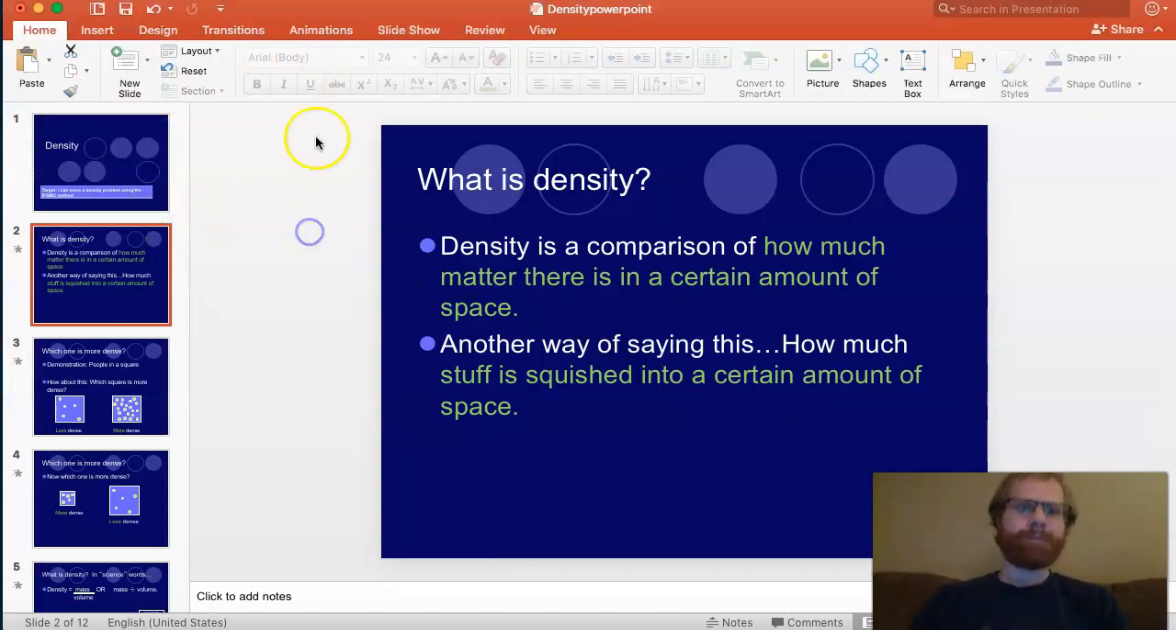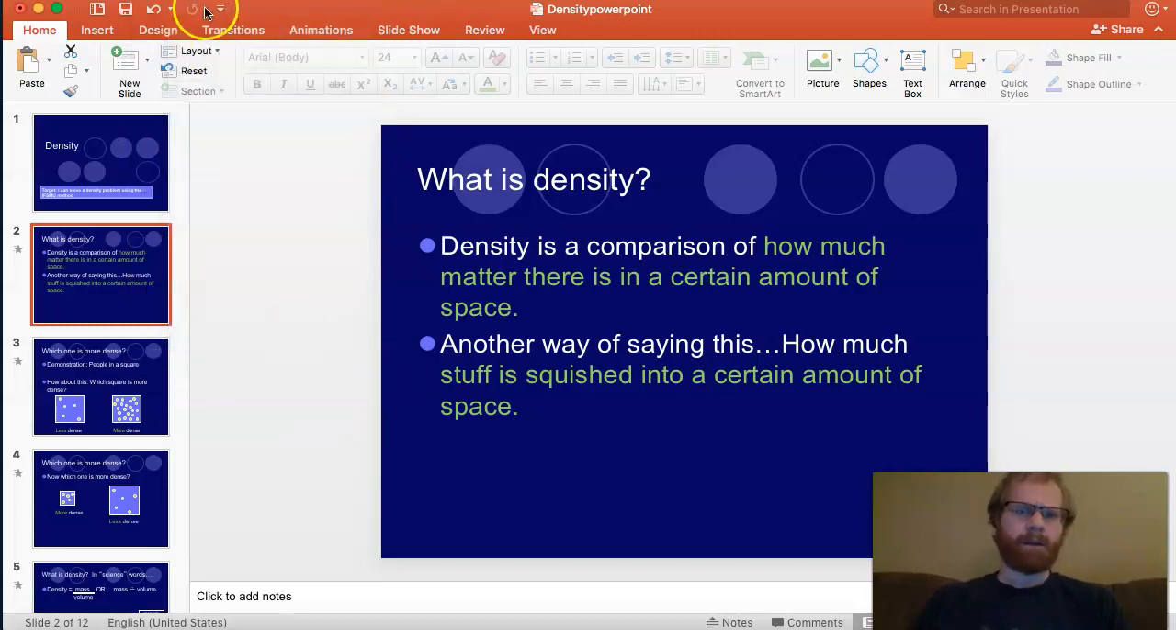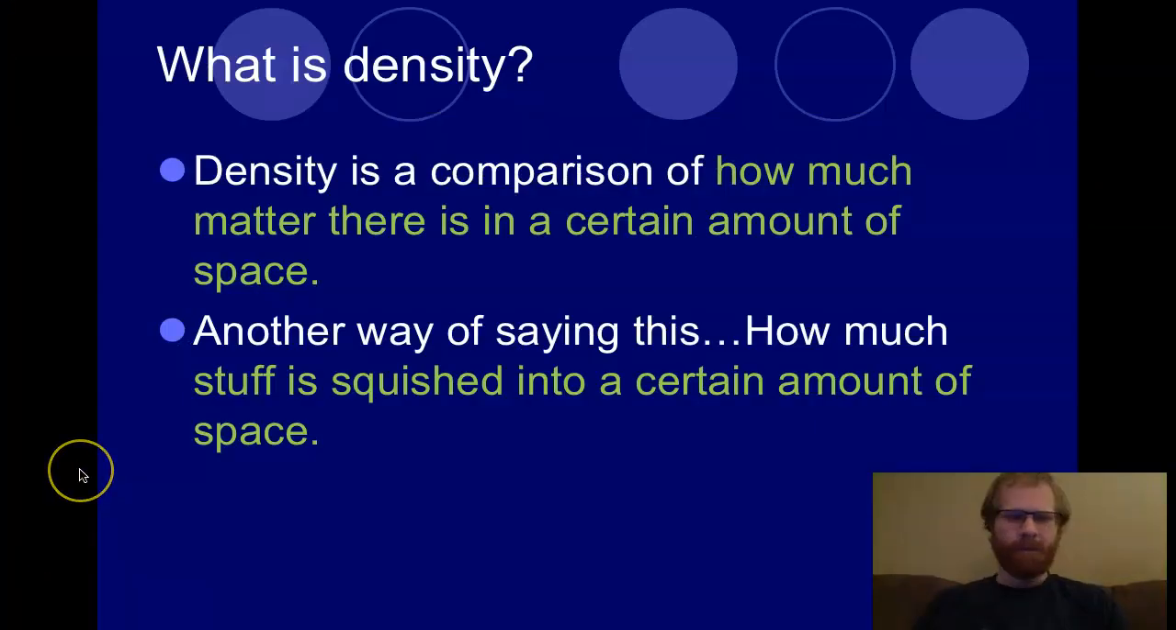So, as I mentioned, today is all about density. It makes sense to start off with a little bit of a conversation about just what density is.